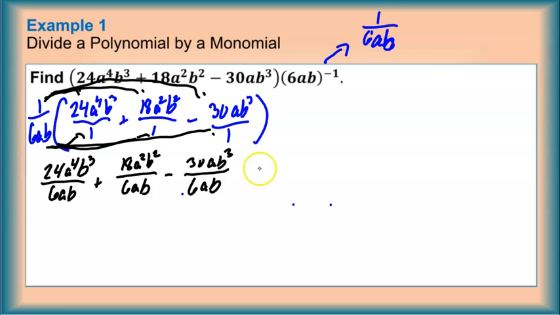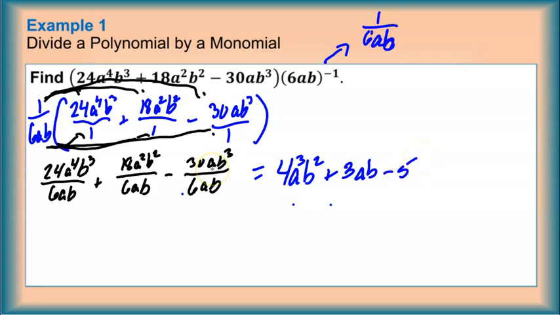So 24 divided by 6 is 4. A to the fourth divided by a. When we divide like bases, we subtract the exponents. So that would be a to the third. B cubed divided by b would be b squared, plus 18 divided by 6 is 3. A squared divided by a is a. B squared divided by b is b, minus 30 divided by 6 is 5.